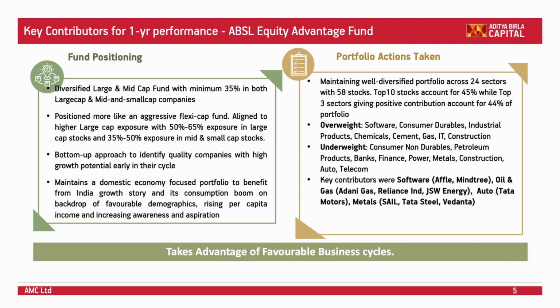The second fund is the ABSL Equity Advantage Fund. This is a large and mid-cap fund, and it can be seen as a more aggressive, diversified fund. It typically invests 50 to 65% in large caps and 35 to 50% in mid and small caps. This fund has a growth style, and we have seen that the key contributors over the past year have been IT companies like Apple and Mindtree, oil and gas companies like Reliance Industries, JSW Energy, and Adani Gas, and auto companies like Tata Motors.